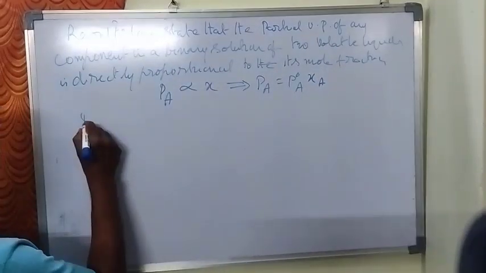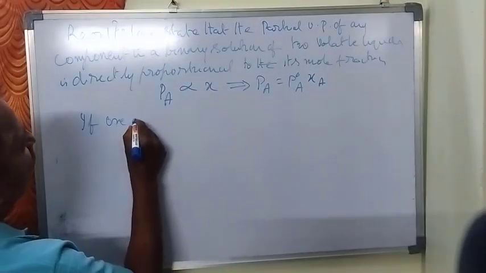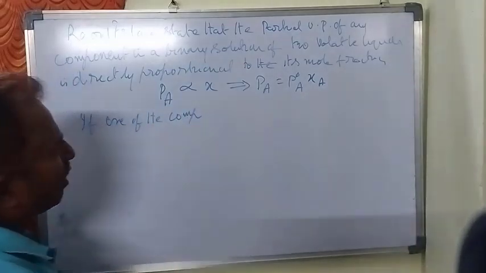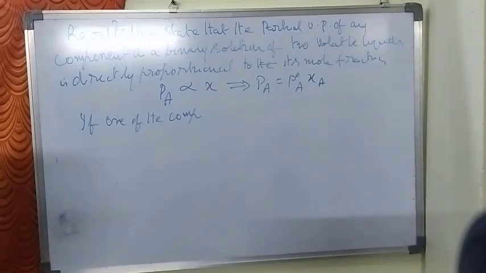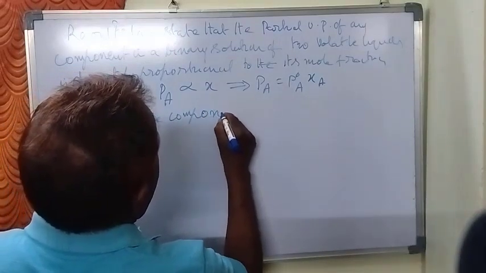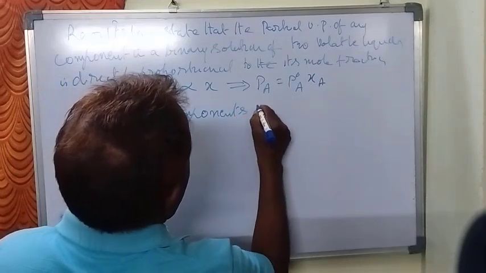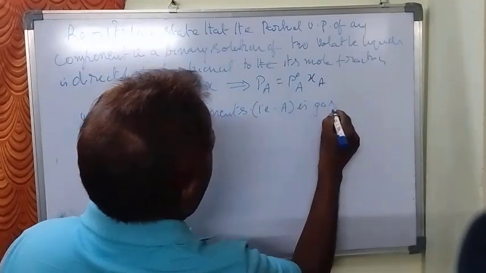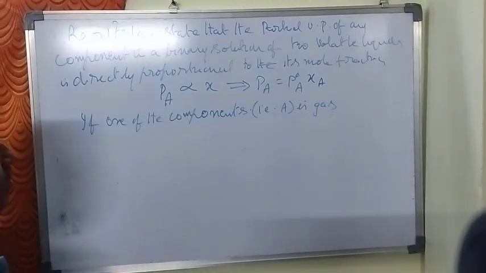Now, since we took component A here, if one of the components, that is A, is a gas, then what happens?